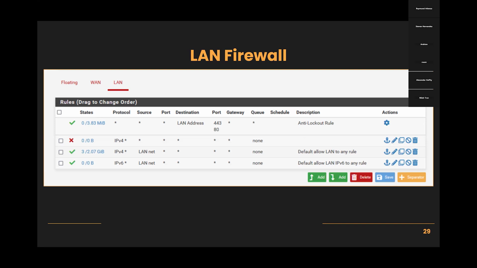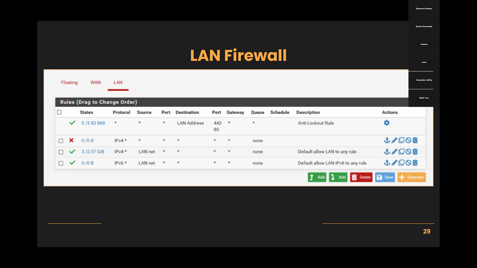And now we have a LAN firewall. The first rule is an anti-lockout rule. You can get locked out pretty easily if you don't have these rules. That first one allows all traffic to make a connection to the LAN address on ports 443 and 80. The rule below that is a deny rule, and it's denying all other traffic.